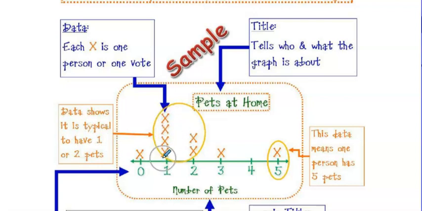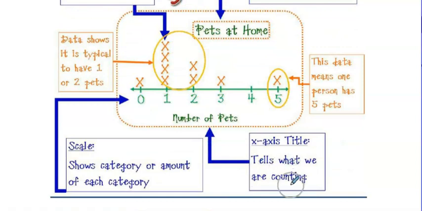the data shows it's typical to have one or two pets. You'll see that right here, the most is one or two pets. These numbers down below represent what it is that you're counting. So this x-axis represents what you're counting, and what you're counting is the number of pets.